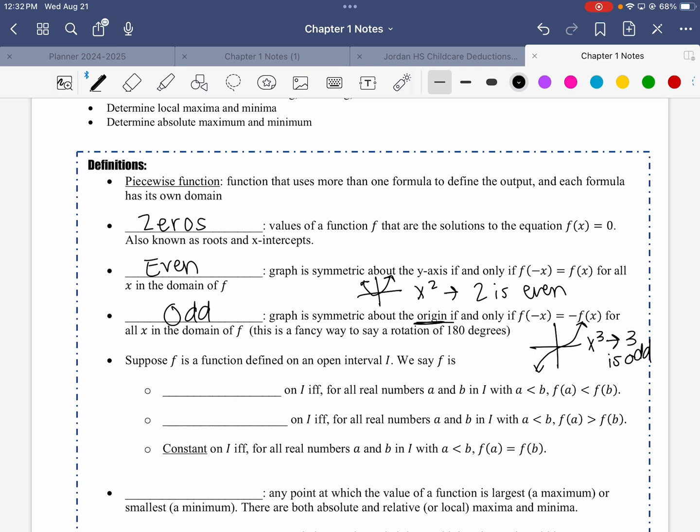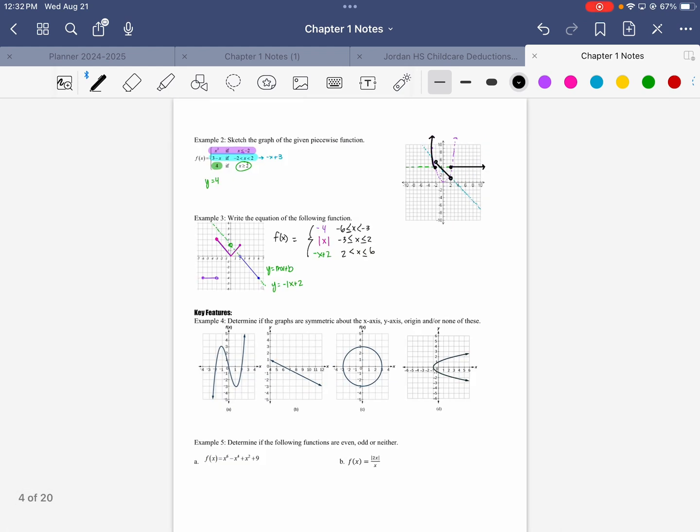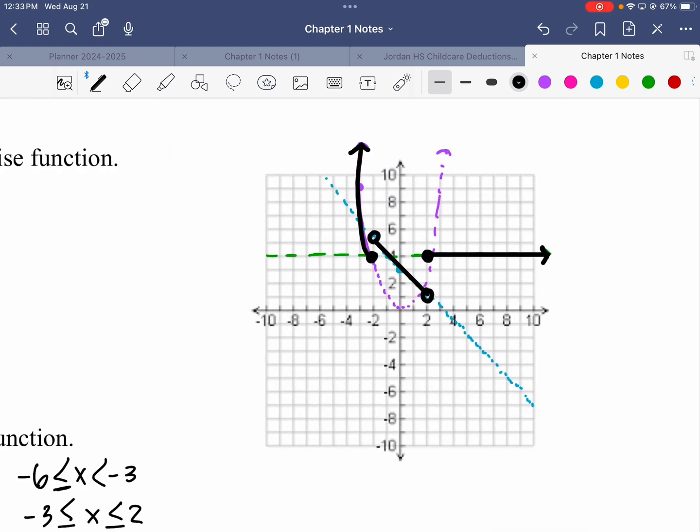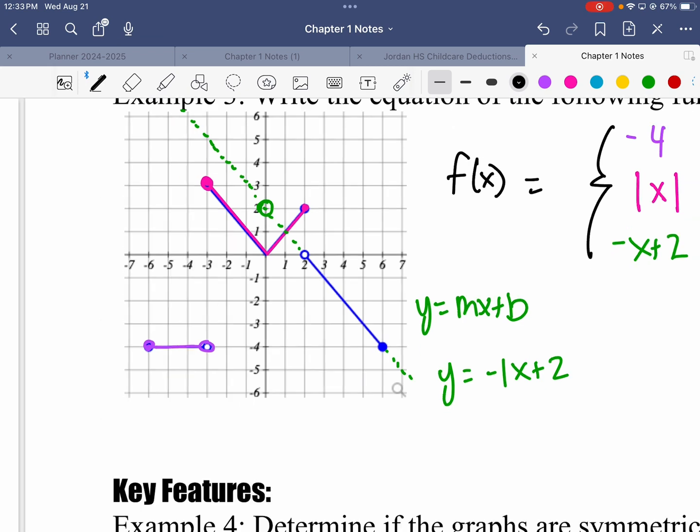So how would a function be neither even or odd? If it's not symmetric about either the y-axis or the origin. It actually happens a lot. For example, is this function even or odd or neither? Neither. None of the above, right? How about this one? Neither. There are other examples that aren't piecewise functions, but that's a good example for you.